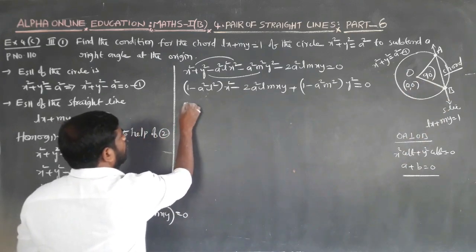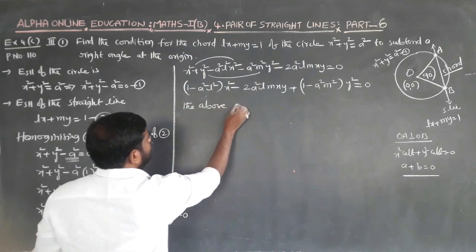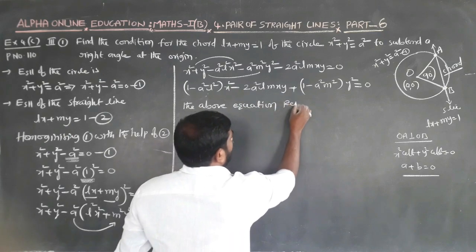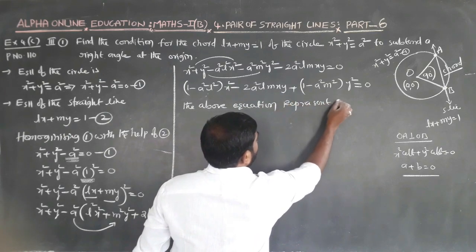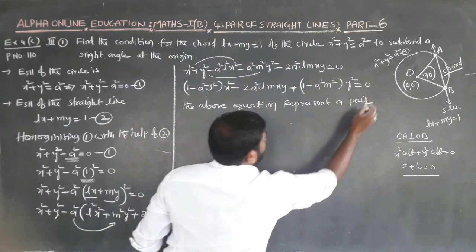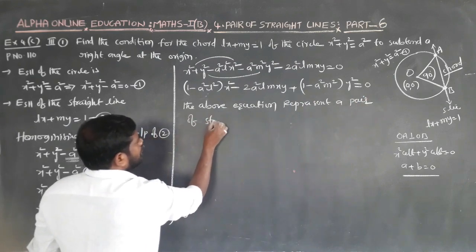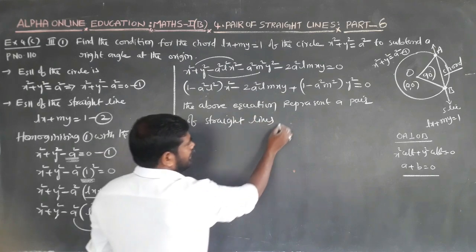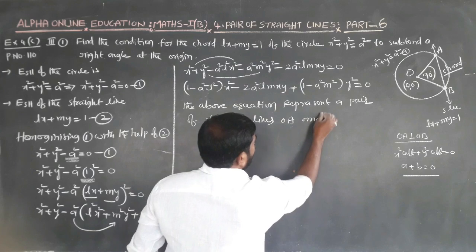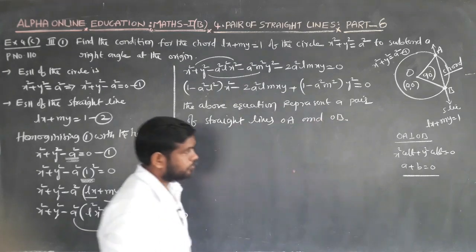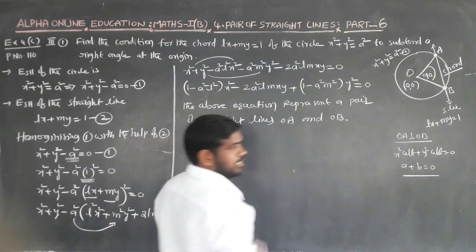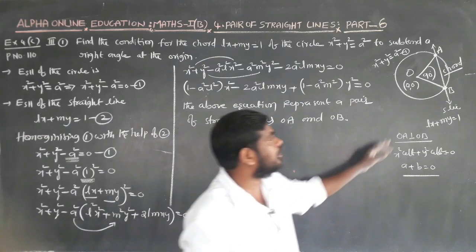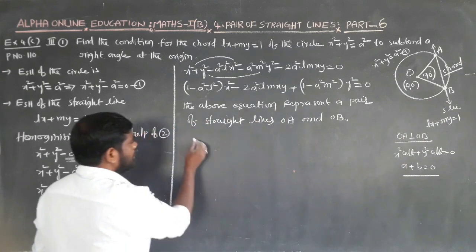The above equation represents a pair of straight lines, OA and OB. The equation represents a pair of straight lines OA and OB. Already here it is given that two lines are perpendicular.